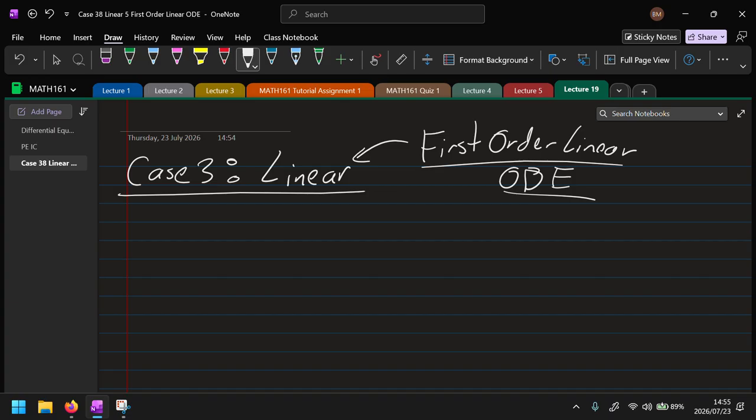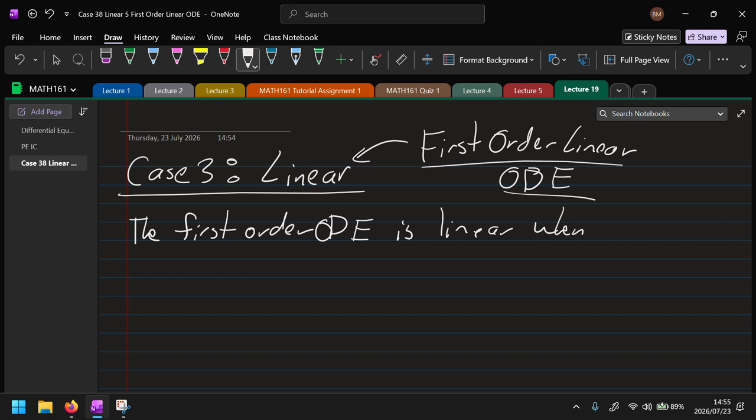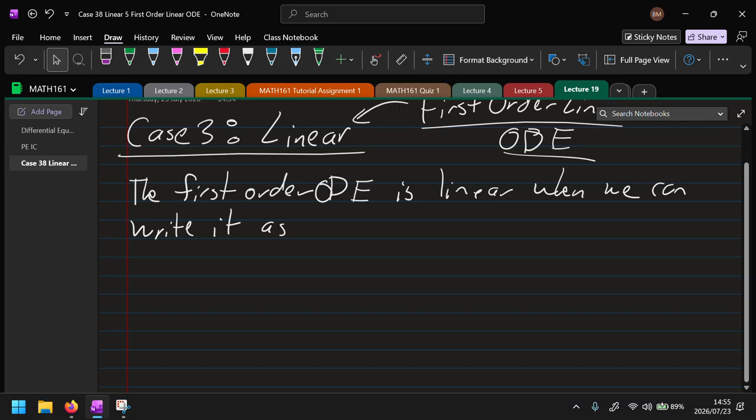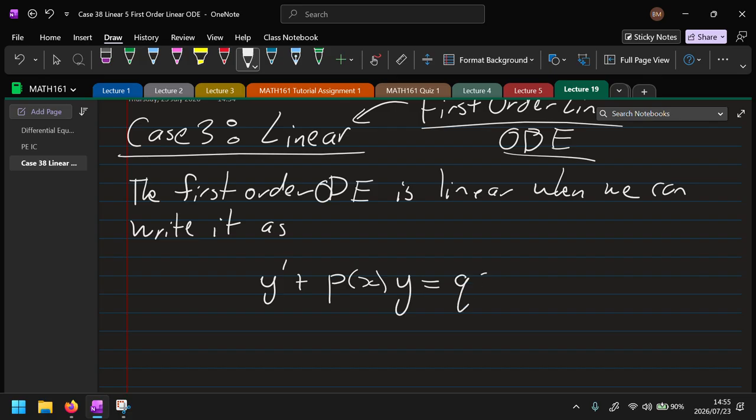Okay, so a first order ODE is called linear if we can write it in the following way. So the first order ODE is linear when we can write it as follows. Now this is called the standard form for it. Whenever you have a linear ODE, please convert it to the standard form before doing anything else. So we write it as y prime plus some function p of x, it can be anything, times y is equal to q of x. Again, that can be anything. This is the standard form.